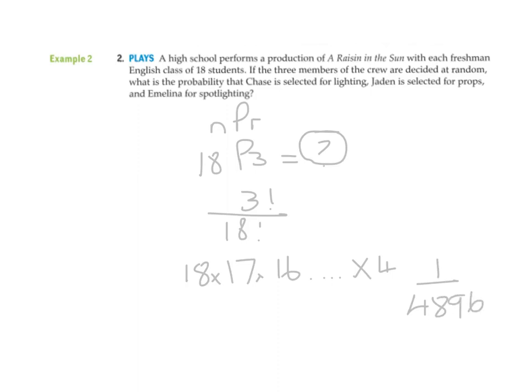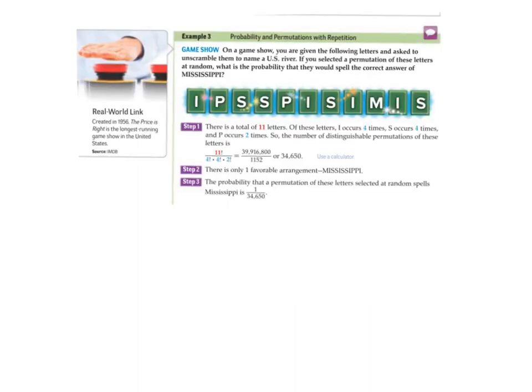So there is a 1 in 4,896 chance of those 3 being picked at random to get those particular points. All right, now let's have a look at permutations with repetition.